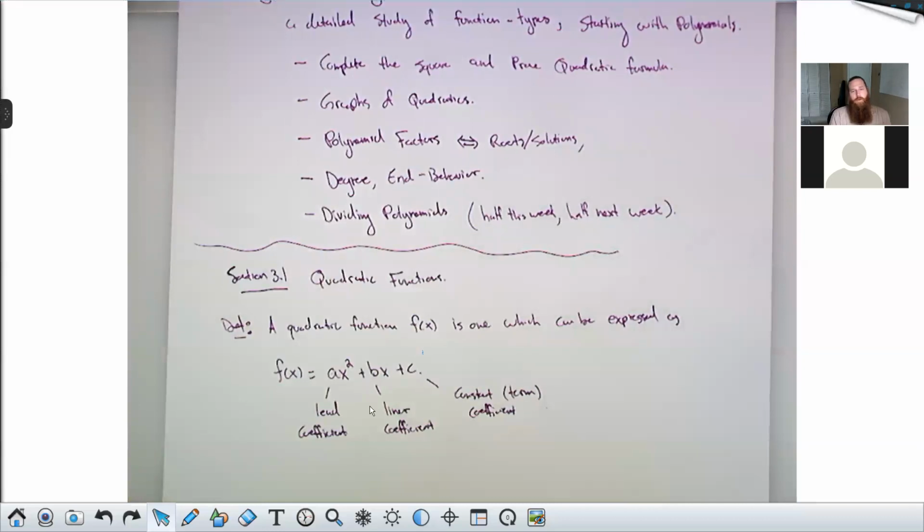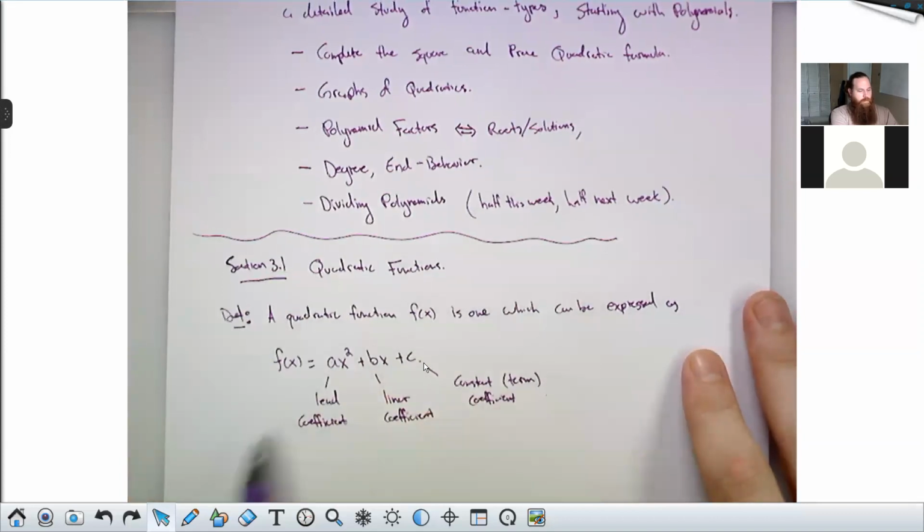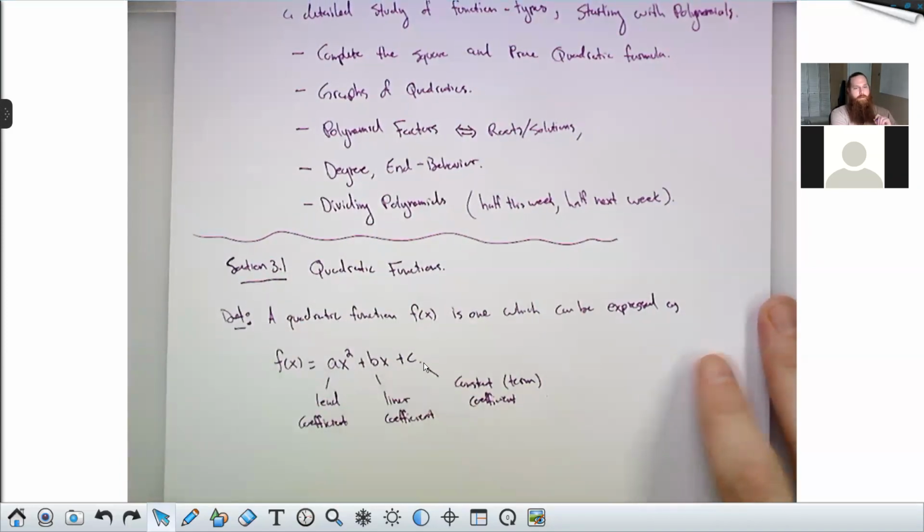Normally, this is what people call the standard form, but your textbook doesn't call this the standard form. Your textbook calls what usually we call the vertex form the standard form. So first off, this is the definition, right? A quadratic function is any one that you can write like this.